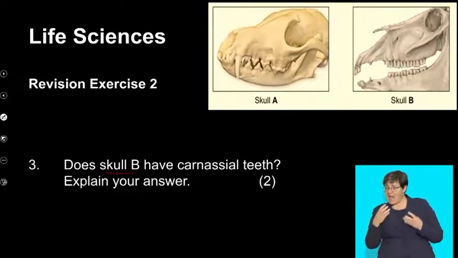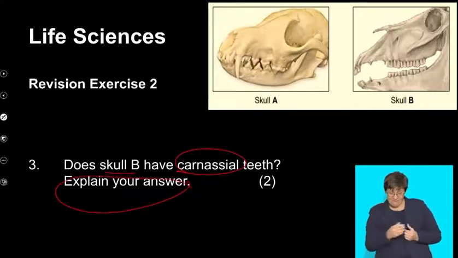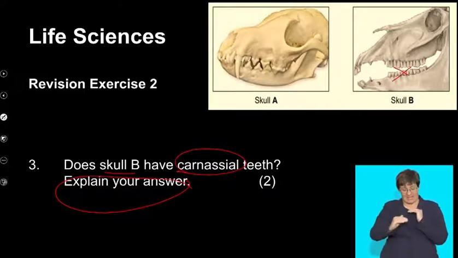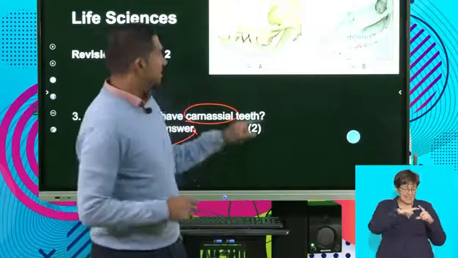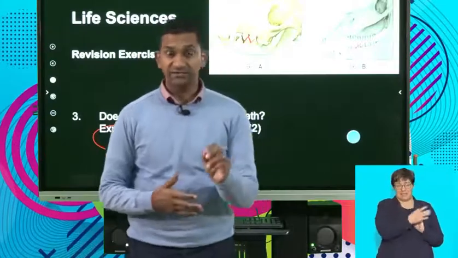Does skull B have carnassial teeth? Explain your answer. Okay. No, it does not, because it's got flattened teeth. These teeth that have the triangular shape are the ones that are adapted for a carnivorous diet.